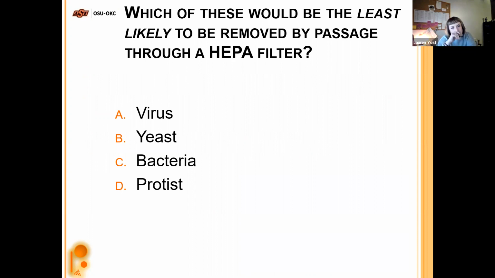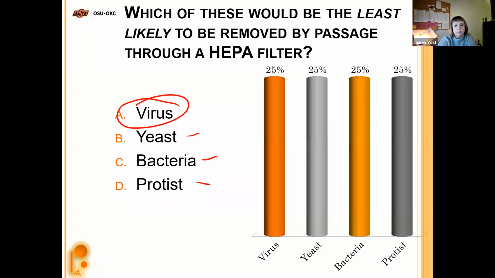Which of these would be least likely to be removed by passage through a HEPA filter? The smaller, the less likely they'll be caught. Protists and protozoans are eukaryotes, and eukaryotes are typically larger even than bacteria. Bacteria are typically larger than viruses. So we're mostly going to be talking about viruses here. They're the tiniest.